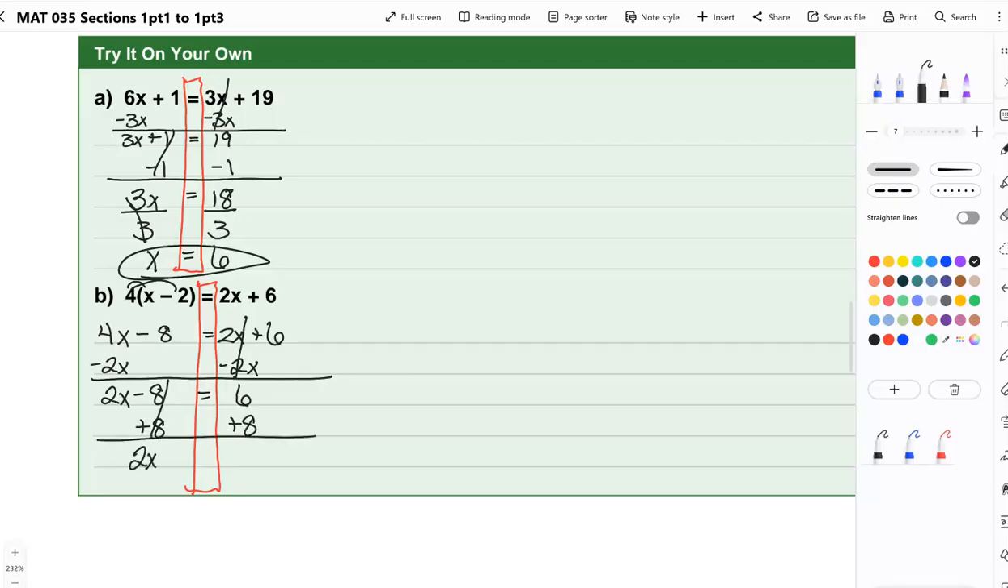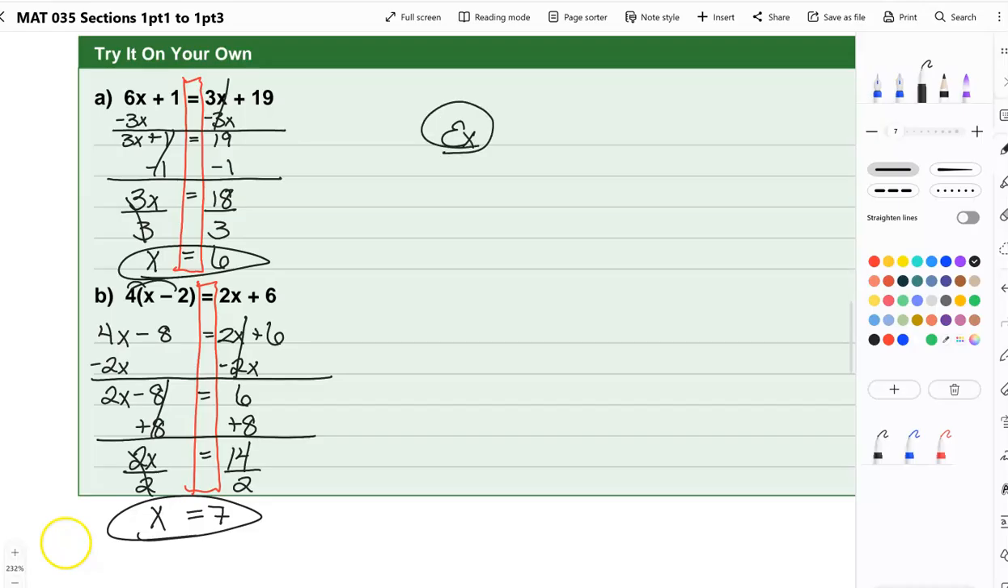So now I have 2x equals 14. 2x is multiplied. So the opposite is dividing. So now we're going to have x is equal to 7.